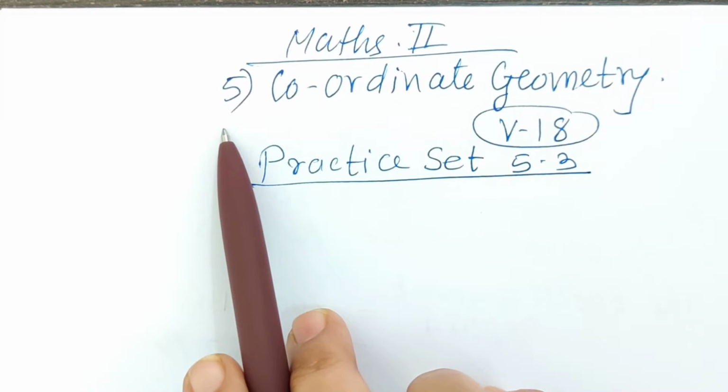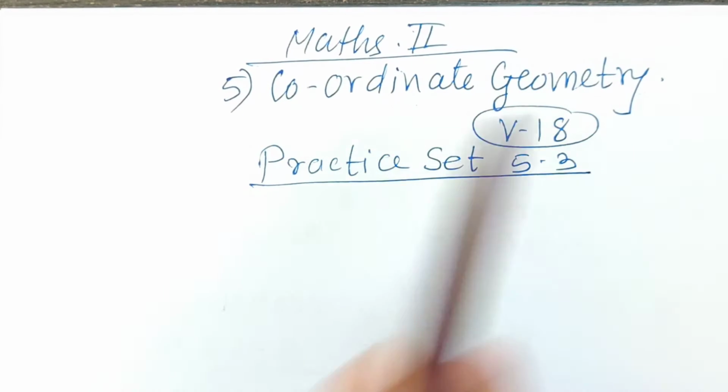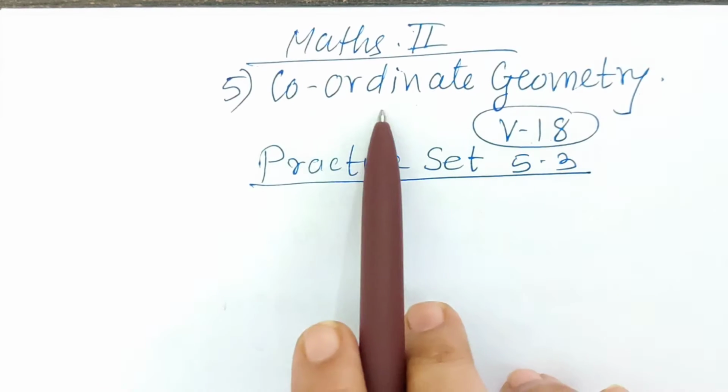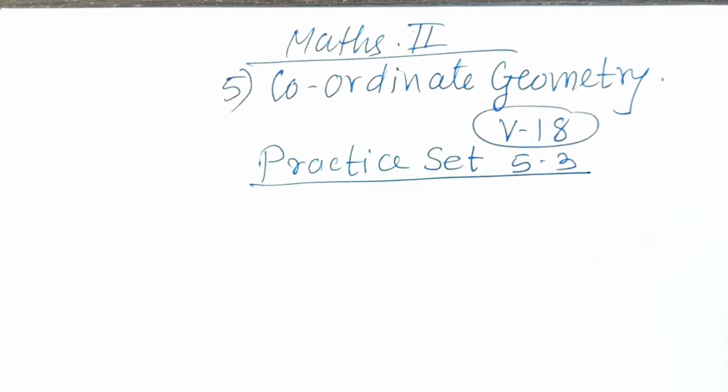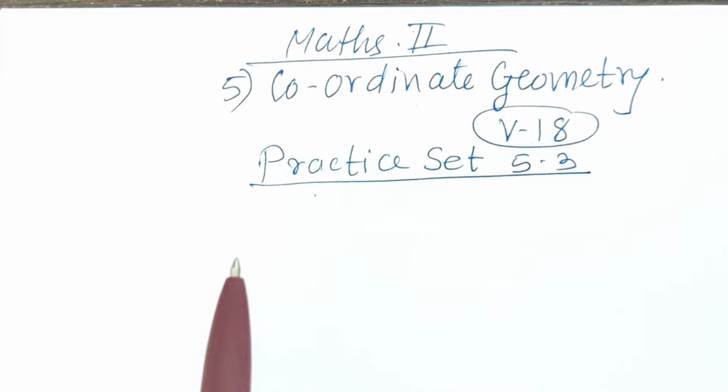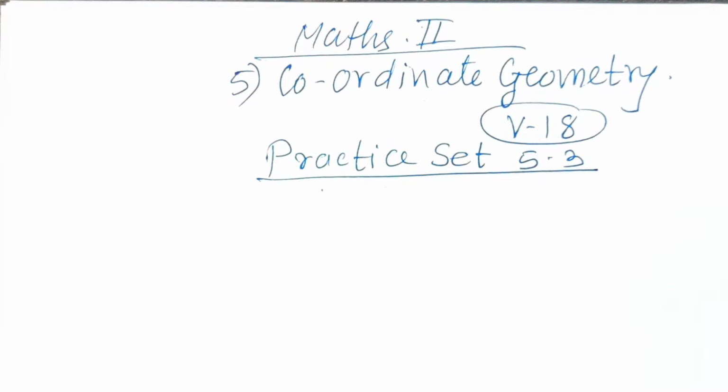Lesson number 5 is going on, that is coordinate geometry, and it is video number 18 of the lesson coordinate geometry. Practice set 5.3 we will start today, because in the previous video I explained to you about slope. So today we will solve the exercise which is related to the slope.